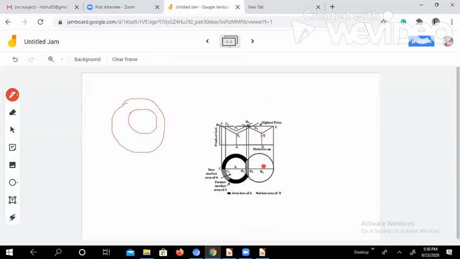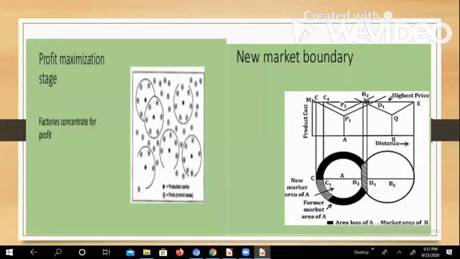When it reduces its price, then the demand cone will get enlarged. More people will come. When more people come, then what will happen? Then again you draw two vertical lines here. So it will enclose this area. So the market which is left by A is taken by this firm B. So this is about the new market boundary, how a new market boundary is being created.